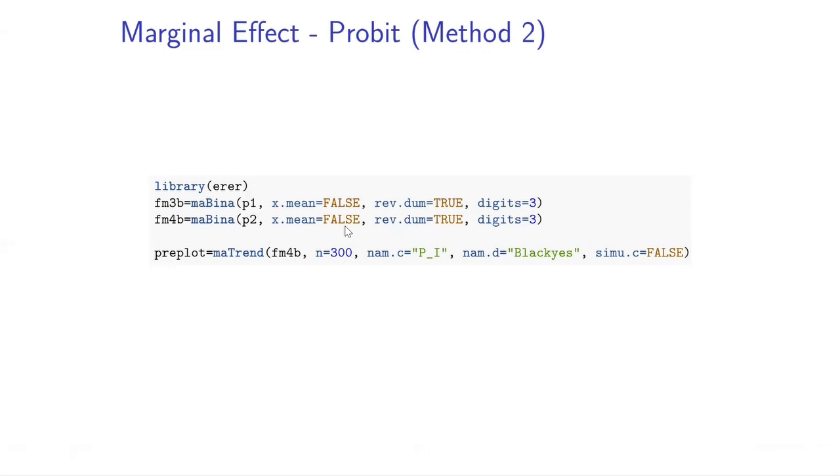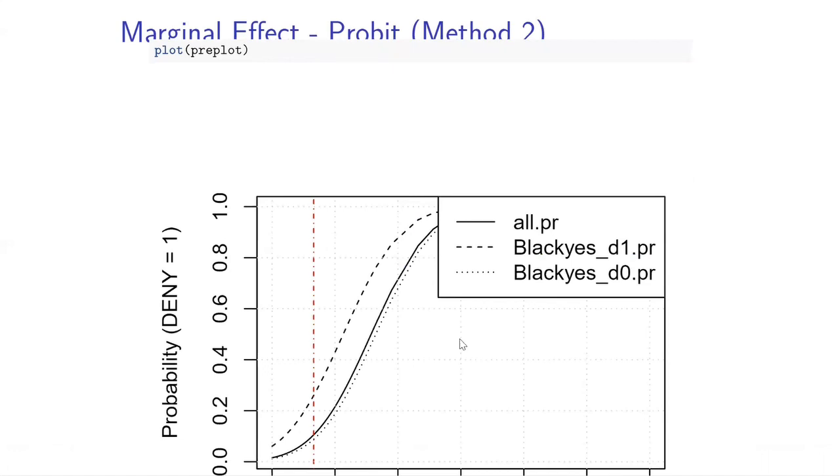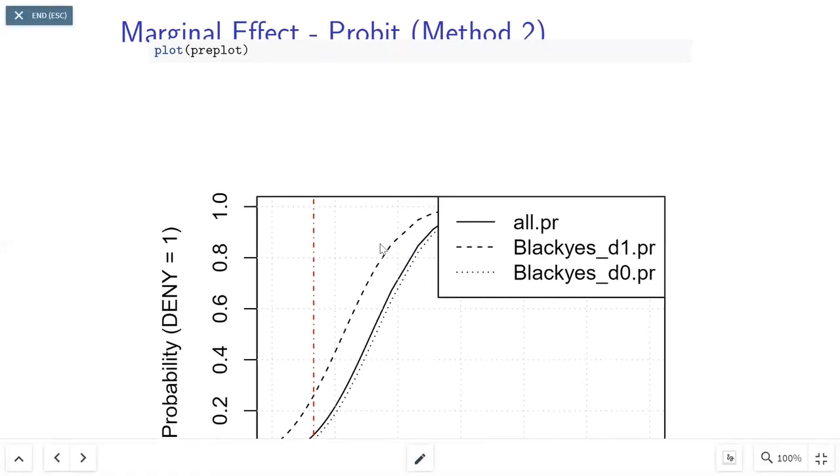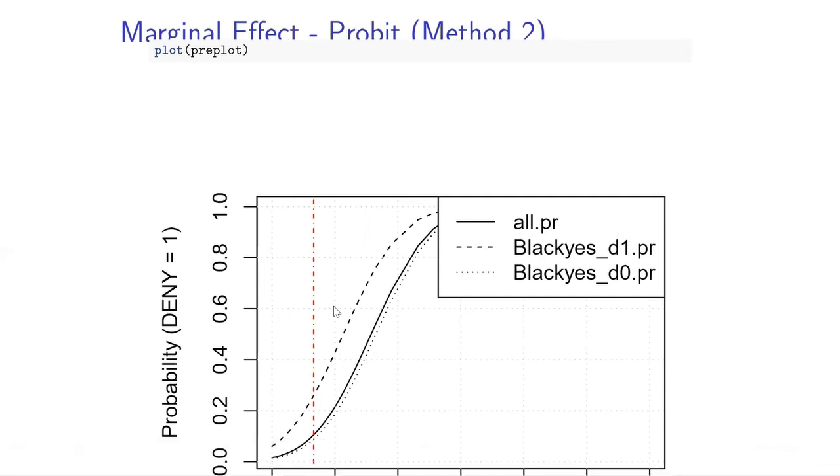To show you the mechanics of this approach, I used the maTrend function to plot the trend lines that illustrate the marginal effect of the black dummy on the probability of rejection. The top dotted line shows the probability of rejection when the black dummy is true, and the bottom dotted line shows the probability of rejection when the black dummy is not true. These trend lines are evaluated based on each value of the PI ratio on the x-axis.